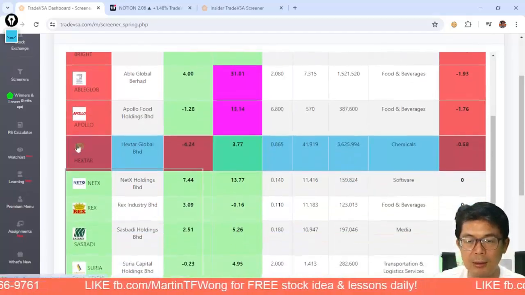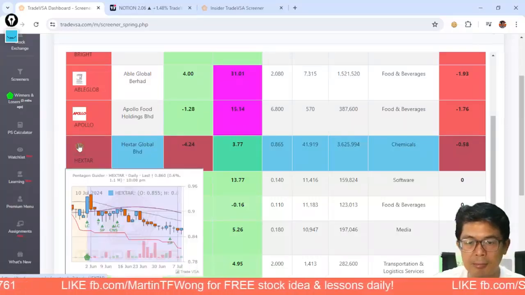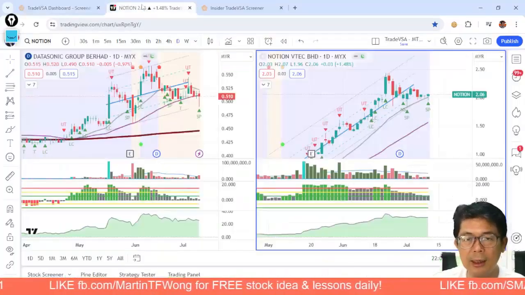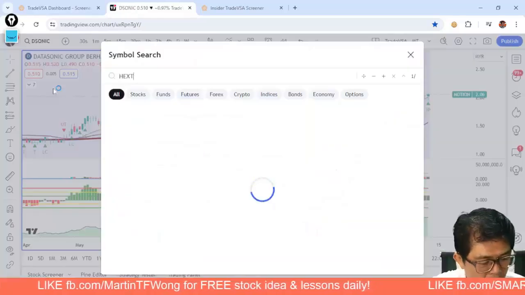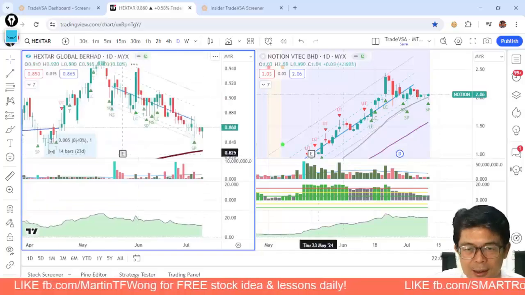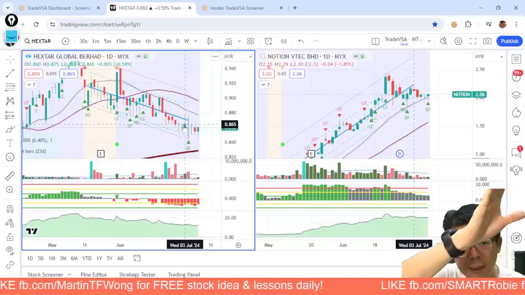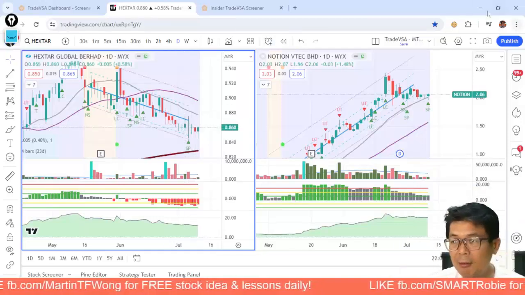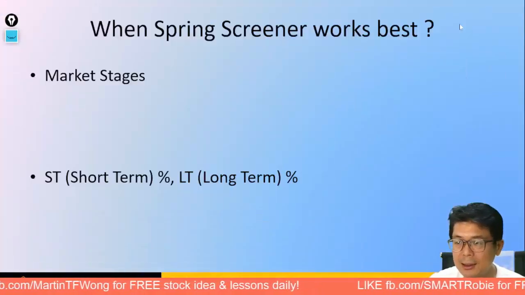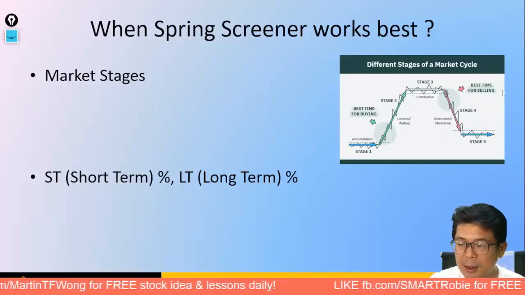1557. This one here, Hectare Global. Okay, 86 cents. Yeah, you also okay. Now when you do Hectare Global, okay, I'm going to show you here. I see something very interesting. So when you see this spring, right here, okay, you have to be where? Remember just now I talked about the market stages, isn't it? Spring works the best around here, right, in the market stages.